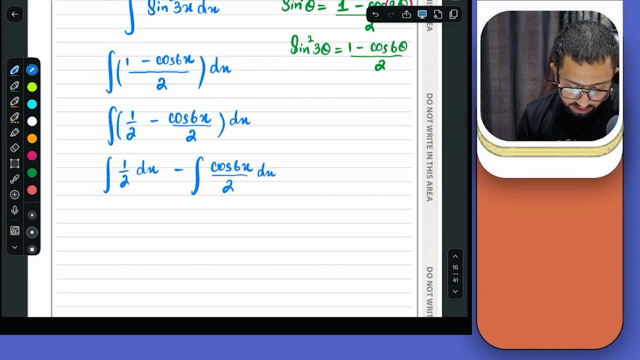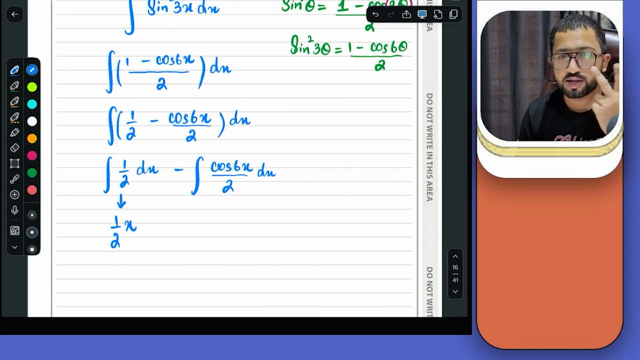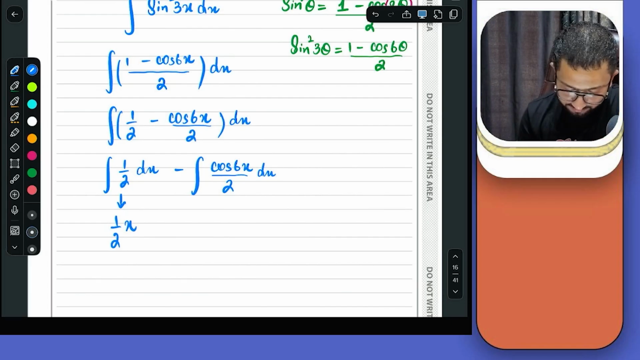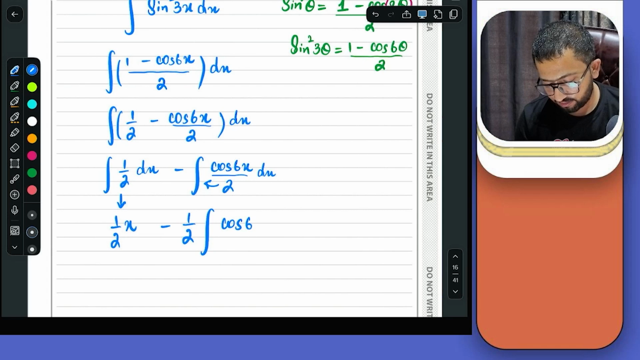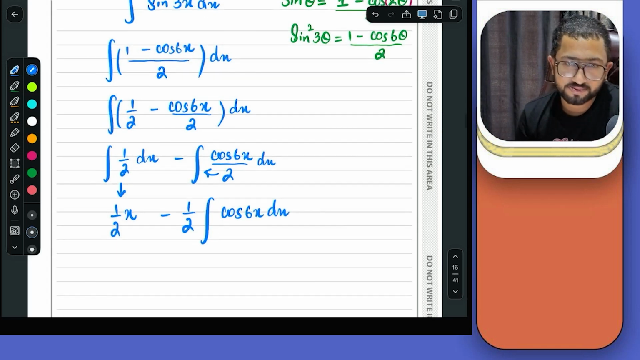So the integration of constant will be 1 over 2 x. The integration of 1 is x. The integration of 2 is 2x. 3 is 3x. 4 is 4x. So you have to shift the constant outside the integration because it can never work in integration. So always shift the constant outside the integration.